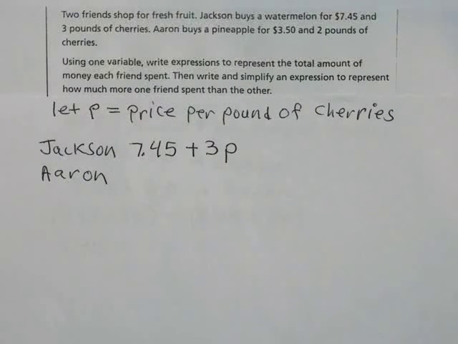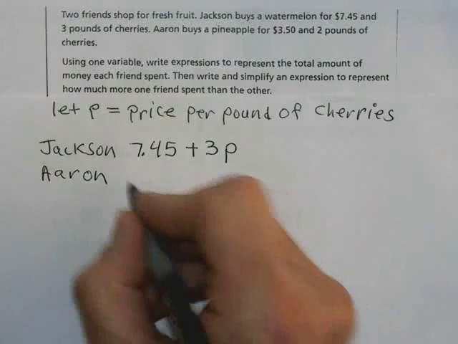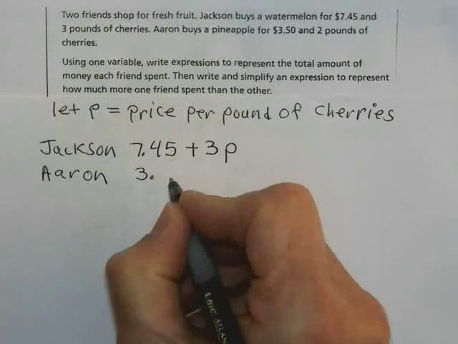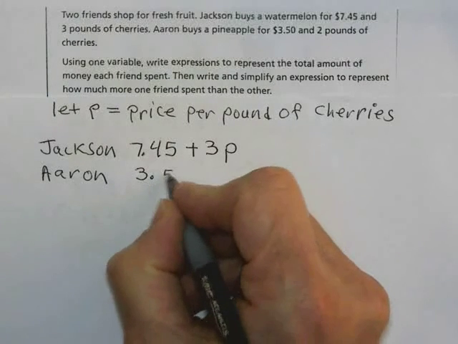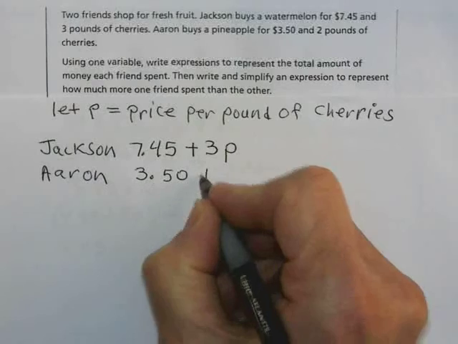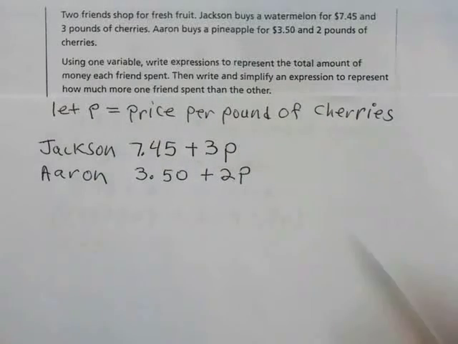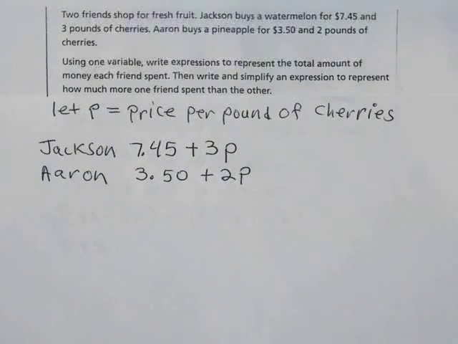All right, Aaron bought a pineapple, these are some healthy kids right here, for $3.50 plus 2 pounds of cherries. And I'm going to represent that by 3.50 plus 2p. Once again, I left off the dollar signs. Okay, those are my algebraic expressions, and I need to figure out who spent more money, right?